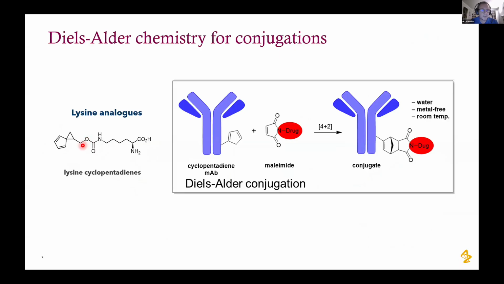Then we have a carbamate and this cyclopentadiene that enables a really nice reaction called the Diels-Alder conjugation. And the cyclopentadiene, this alkene, will react with a maleimide group in the absence of any modification or any accelerators to form this adduct here. The adduct is very stable, and the conjugation chemistry is very precise and clean.